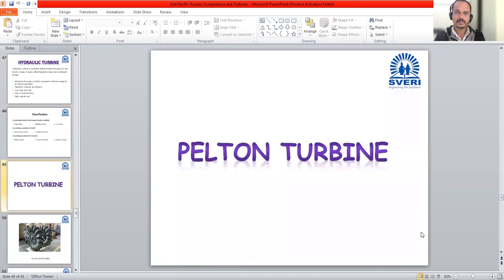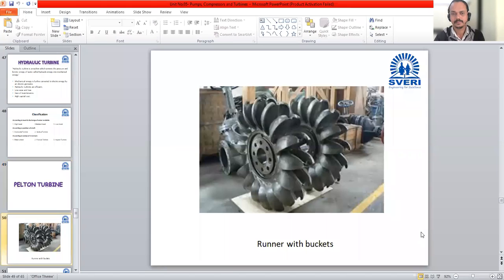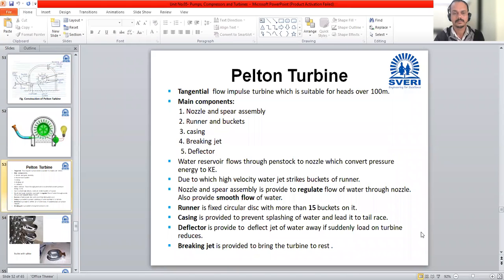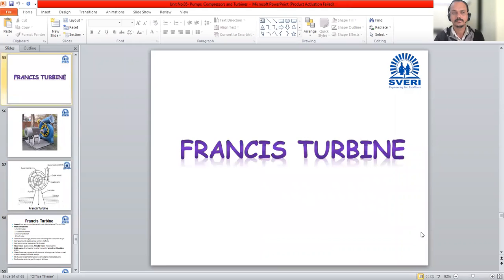What is the function of turbine? Can anyone tell me what is the function of turbine? Hydraulic energy into mechanical energy. Correct. Turbines are used to convert hydraulic energy into the mechanical energy.